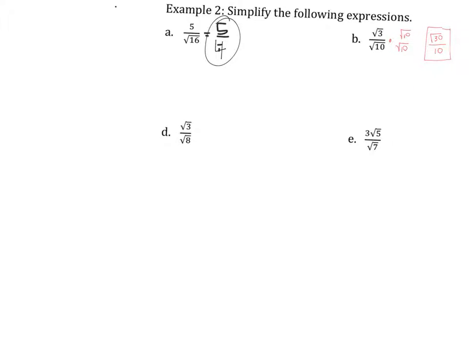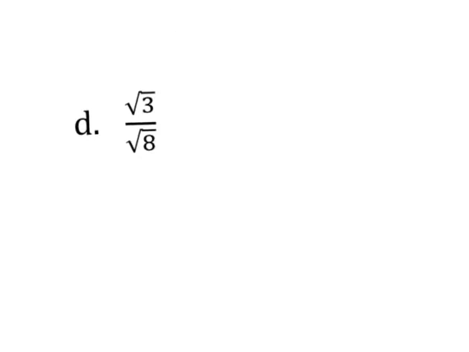Let's take a look at example D. There's a couple of different ways you can approach this one. First thing that I notice is that the square root of 8 can be simplified because 8 is divisible by 4. So we can either do that now or we can do it later. I'm going to go ahead and take care of it now. So the square root of 8 can be rewritten as the square root of 4 times the square root of 2. So I'm going to go ahead and rewrite this as 3 over 2 root 2. You could have done this last, so either way is fine.